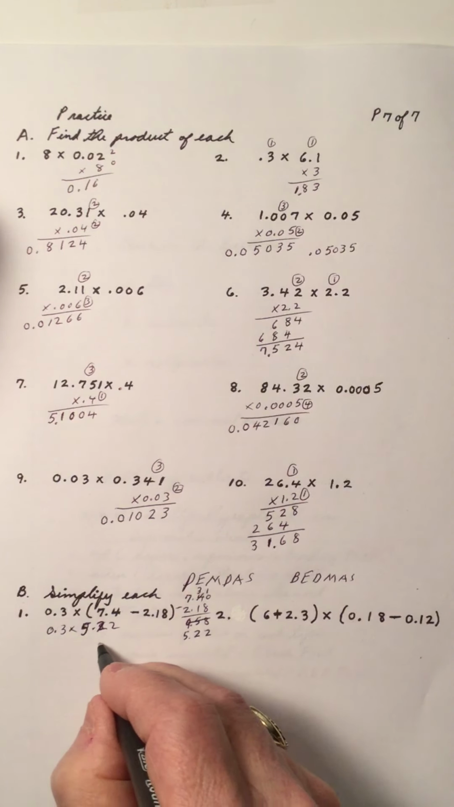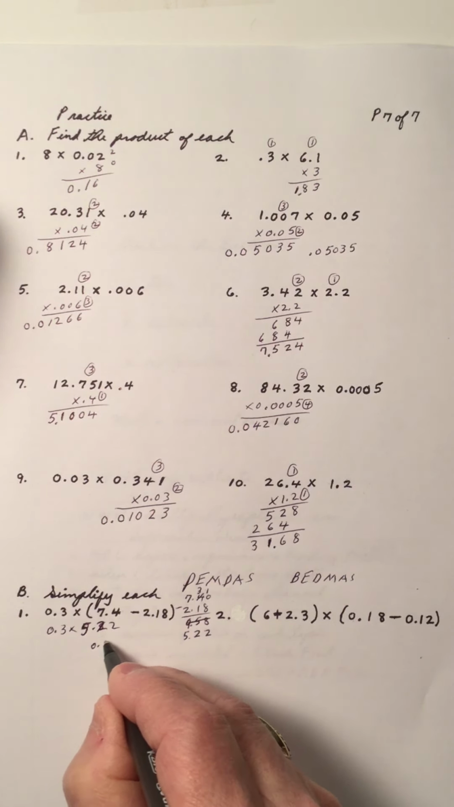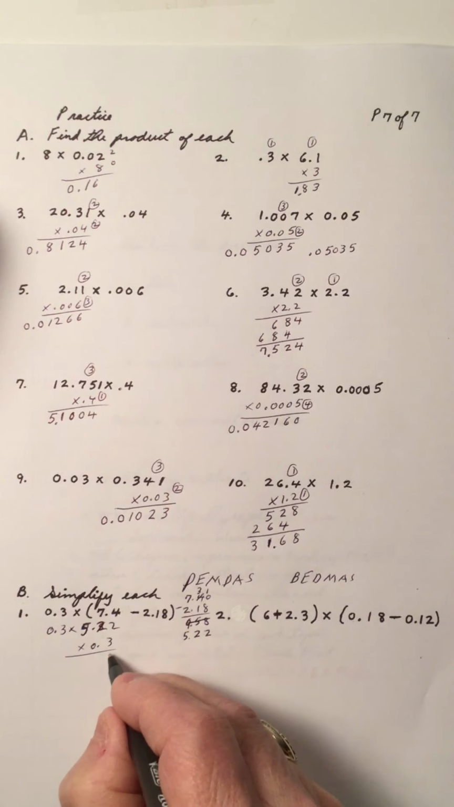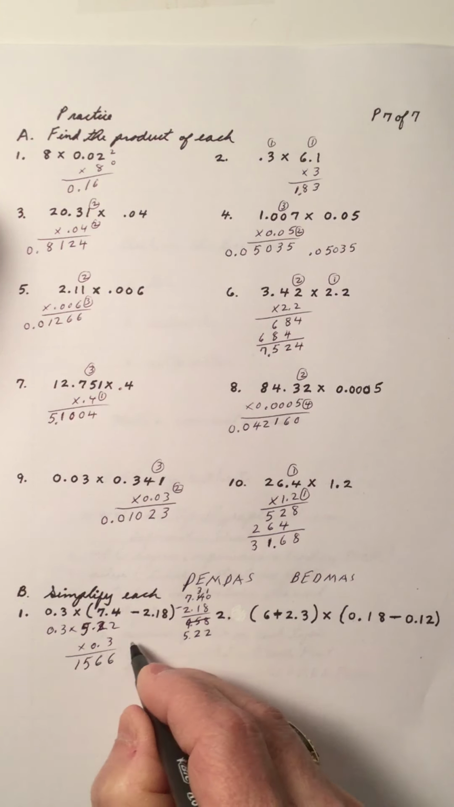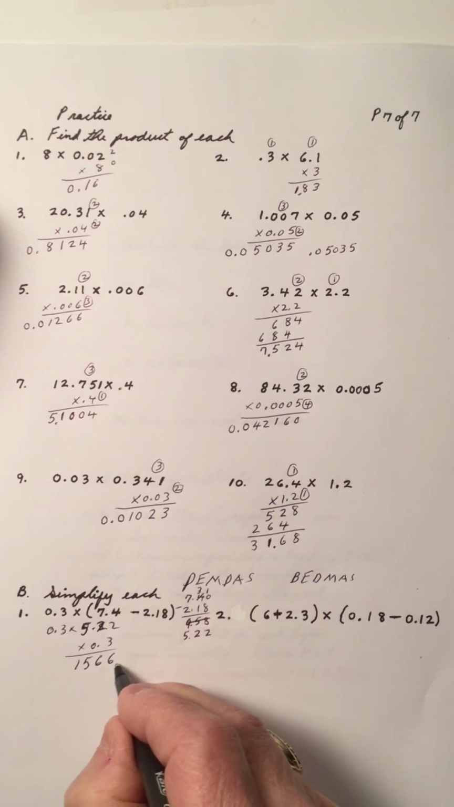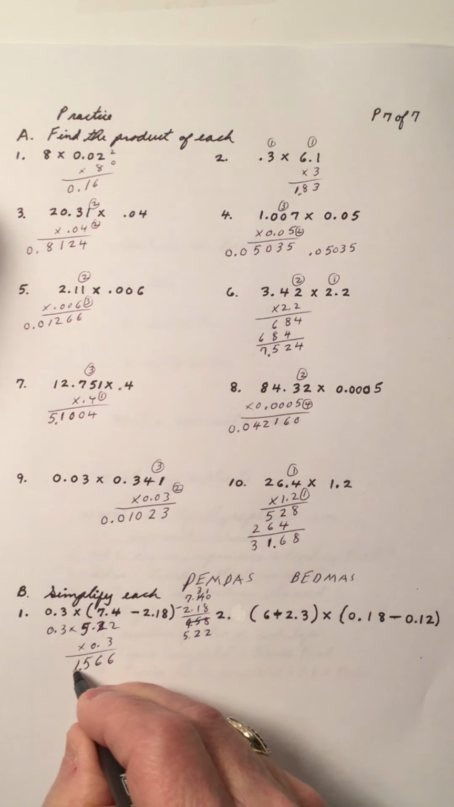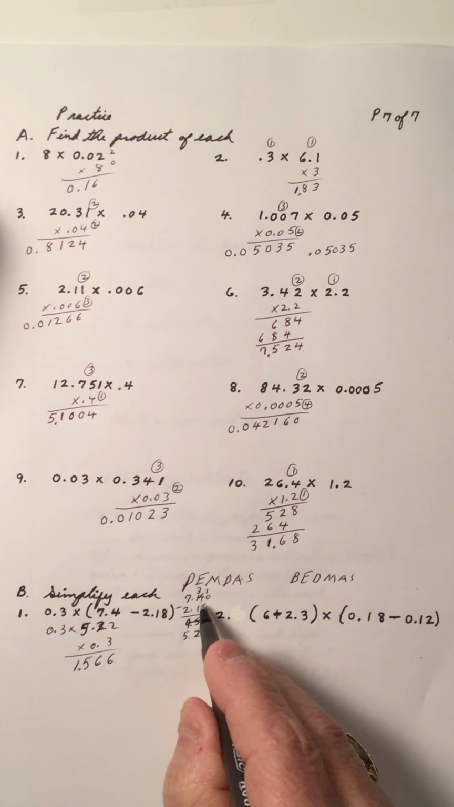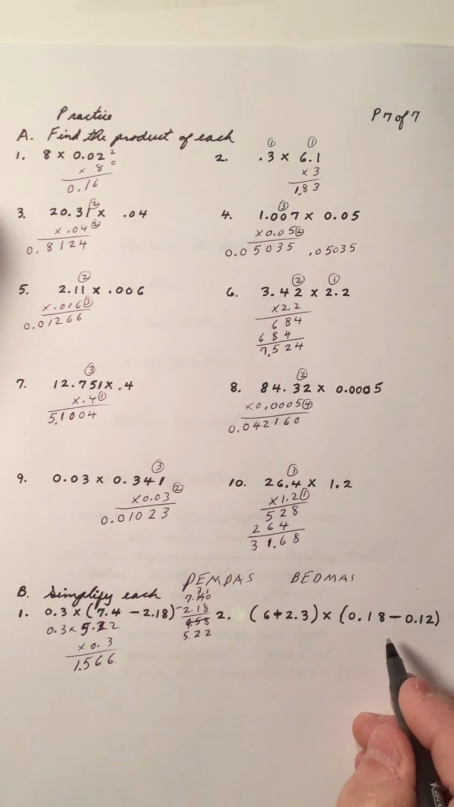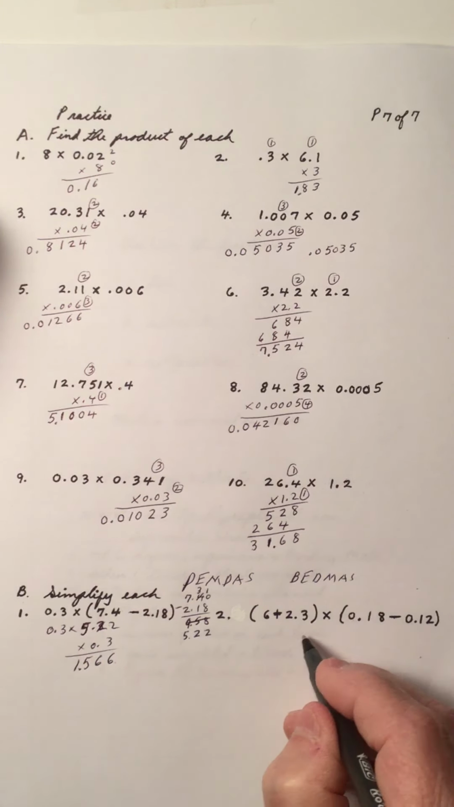5.22. And when I multiply that, I get 0.3 times. I get a 6, 6, 15. And there's 1 decimal place right there, 2 decimal places here. So 3 altogether, so it's 1.56. 3, you go 1, 2, 3. Sorry about that. I wasn't careful on the subtraction. Now I'm going to notice I have to work out the inside of the brackets first. So that's 6 add on 2.3, so that's 8.3.